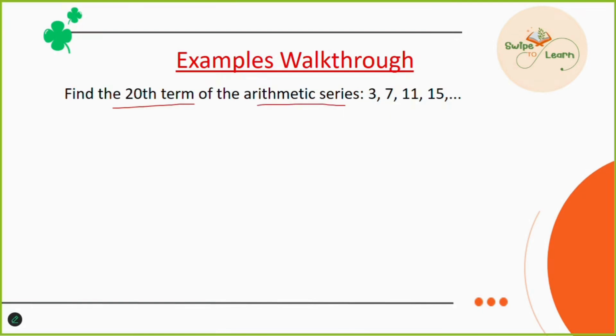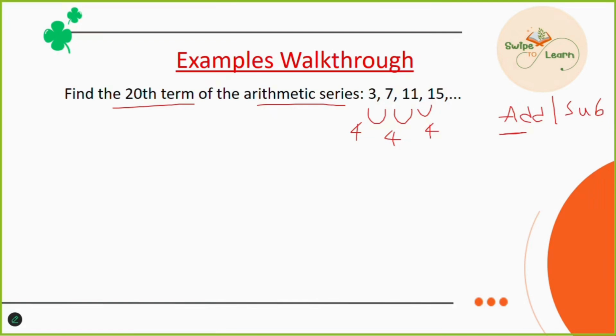We know that an arithmetic series is a series where a specific term is added or subtracted each time. So first we'll check whether we have any addition or subtraction. 3 and 7, the difference is 4. 7 and 11, a difference of 4. And 11 and 15, a difference of 4. So we came to know that this is an arithmetic series, with an addition of 4 every time.